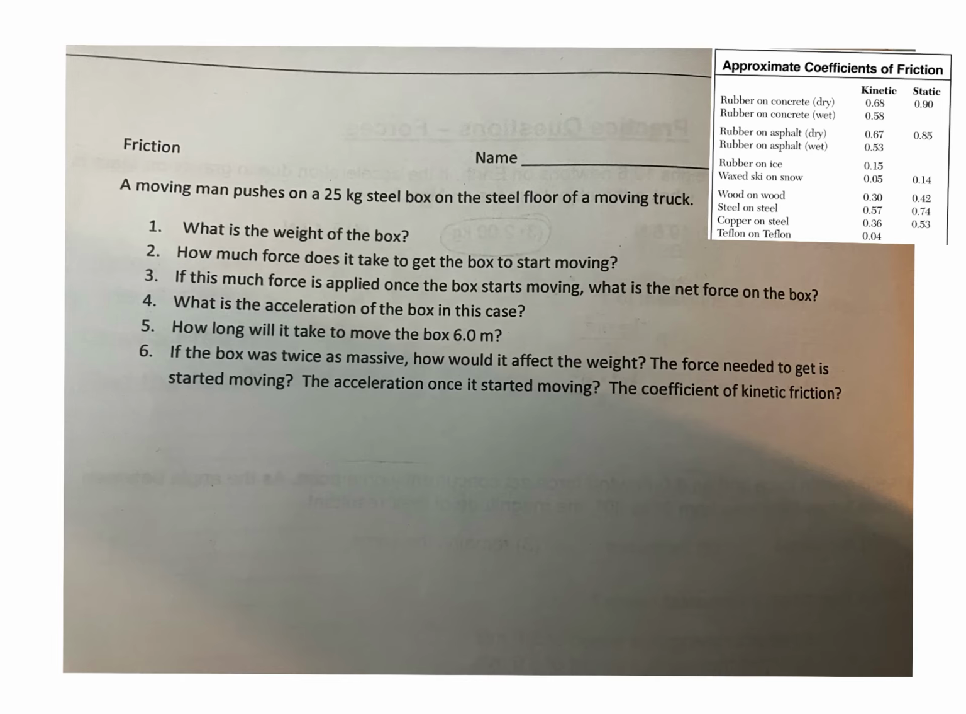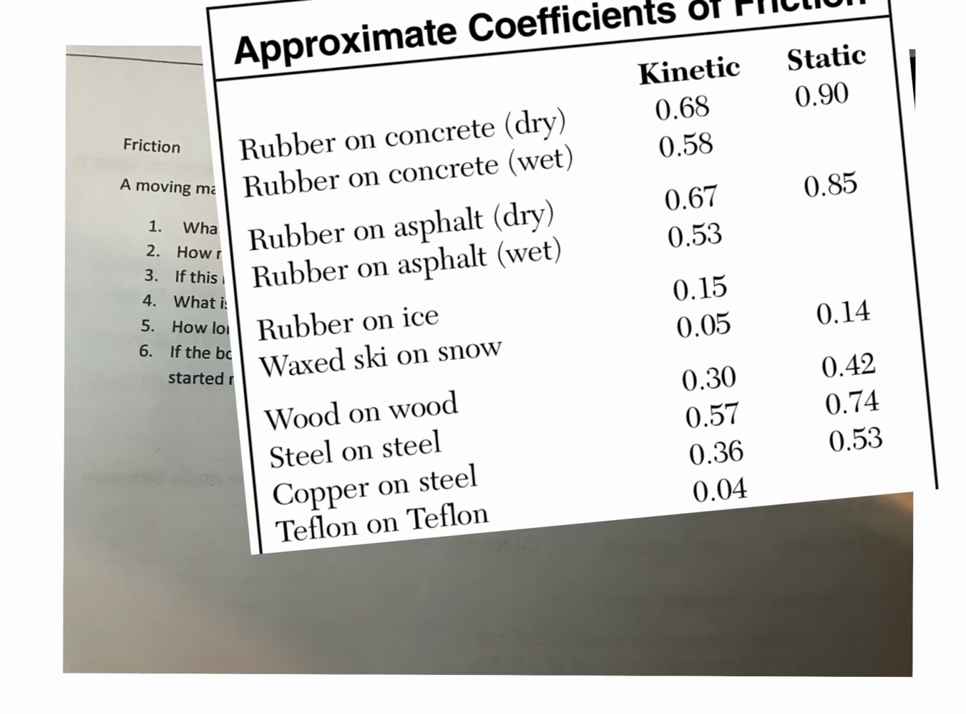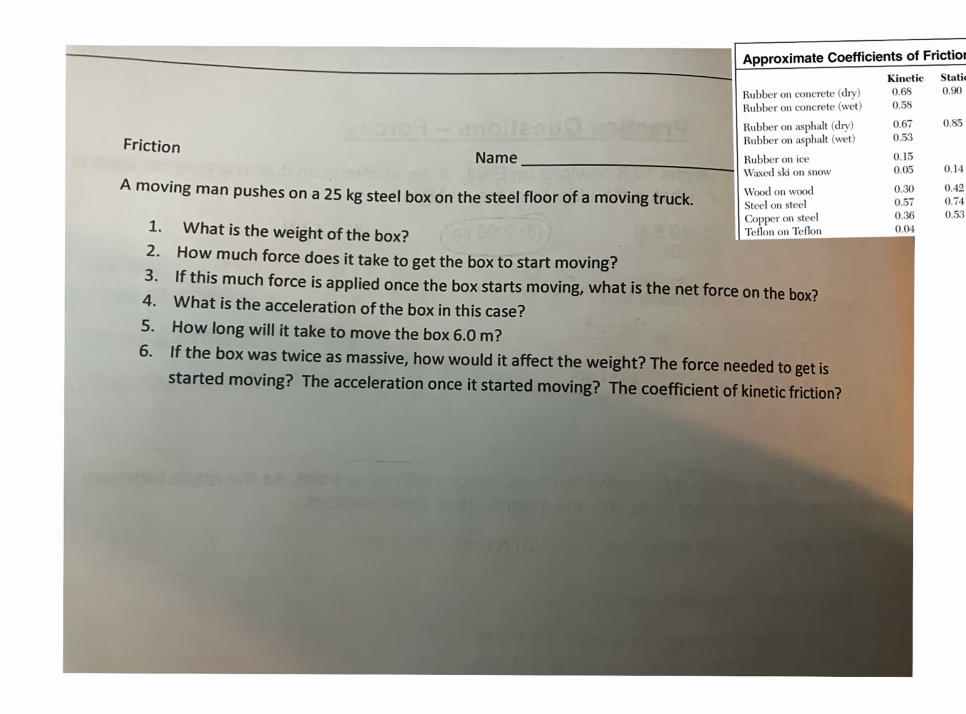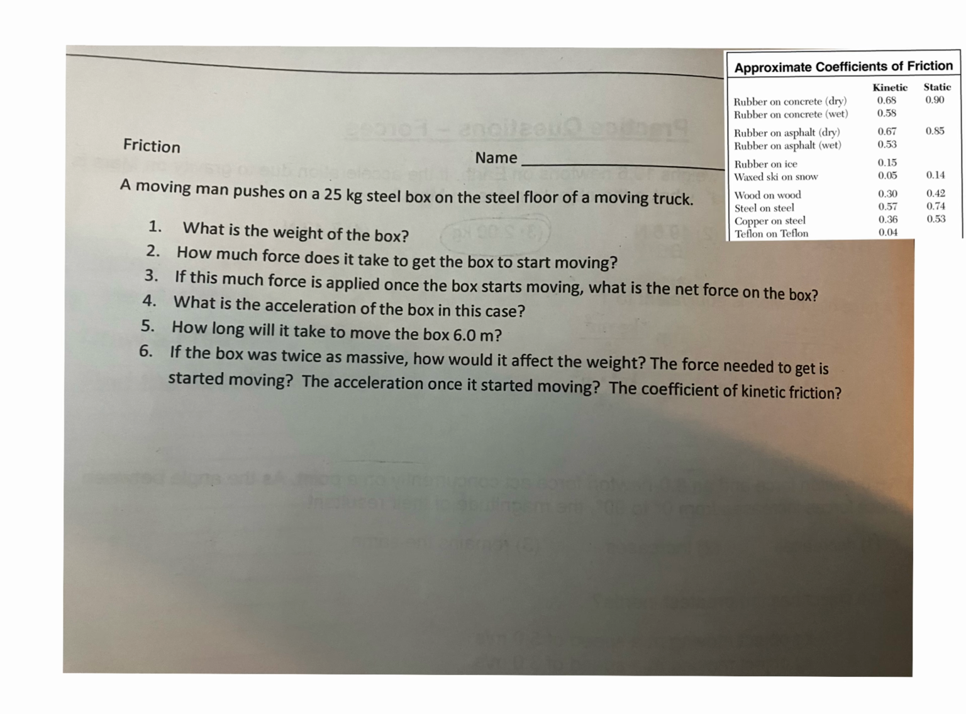Okay, for this problem, you're going to need your reference table again, because you're going to need this coefficient of friction chart. This is similar to the problem we did earlier. I want to make a quick distinction here with this problem. It says a moving man pushes a 25 kilogram steel box on the steel floor of a moving truck. It's important to note that this is not a truck in motion, that this is a truck used for moving stuff. And I think that's a really weird choice of words to put into a question like this.